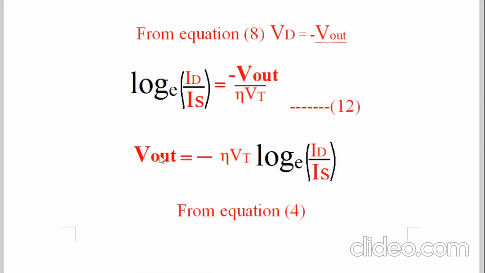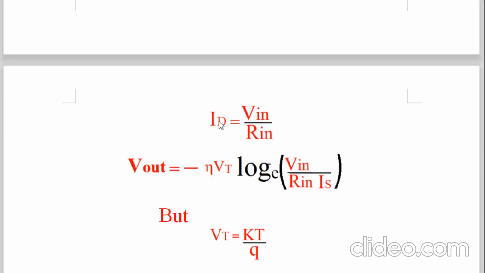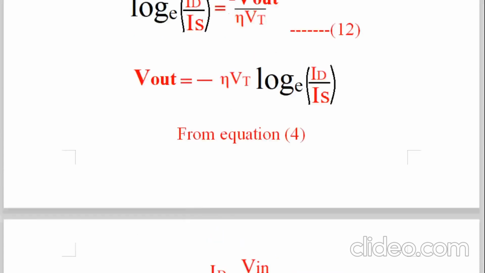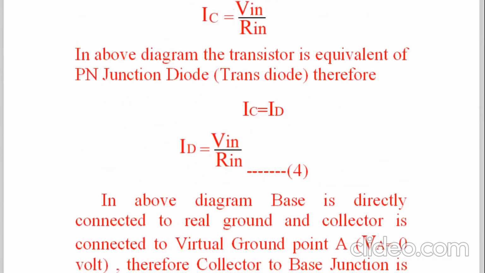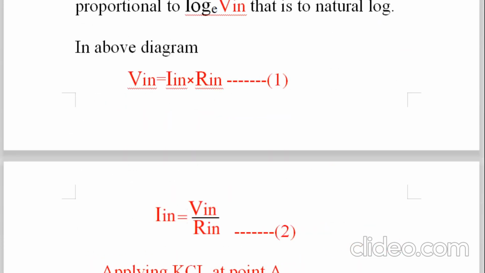Now rearrange the terms because our target is Vout. So Vout is equal to, this minus sign we'll now take on this side. This eta into Vt, which is divided here, will get multiplied here: eta into Vt log to the base e of ID upon Is. Now what is ID? ID is the current flowing through the diode, but we have calculated ID, and ID is equal to Vin divided by Rin. So let us go to that now. In the beginning only we have calculated it here.